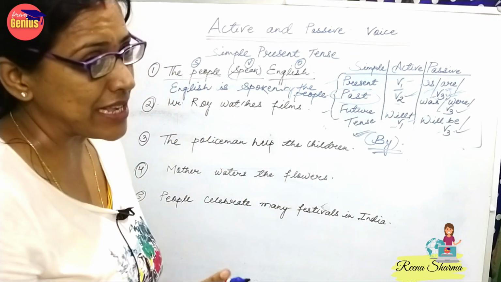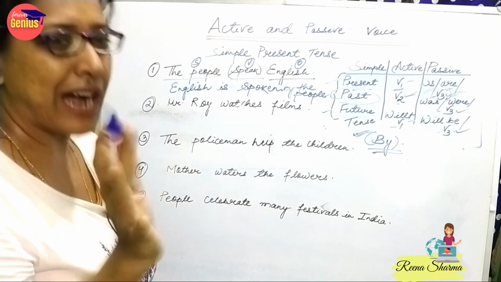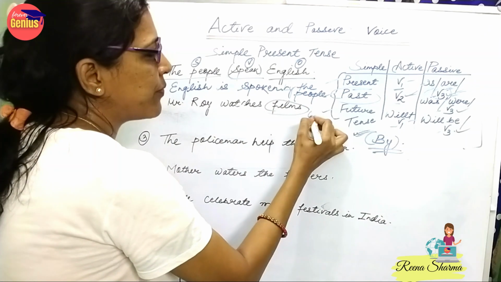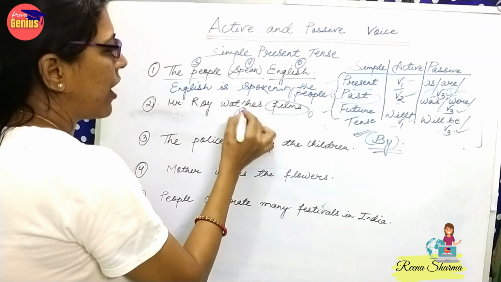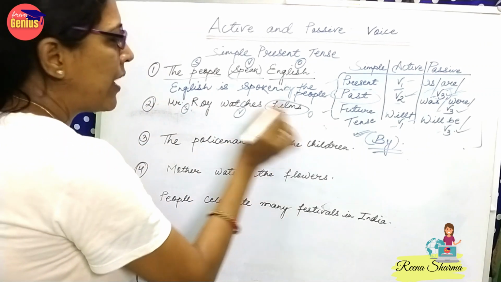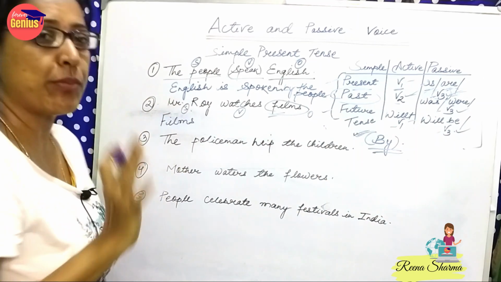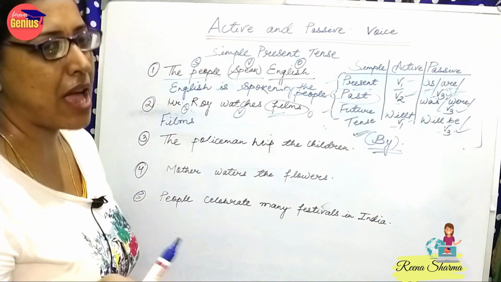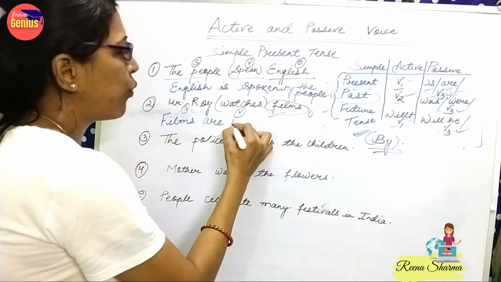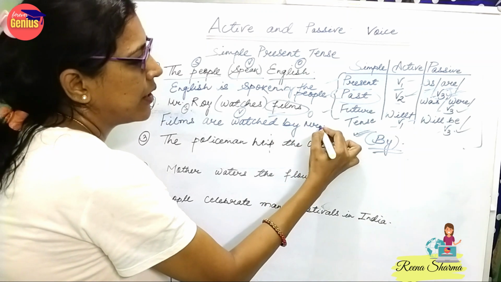Now let's look at the second sentence. Pause the video. Before I do, try to do it. Mr. Roy watches films. This is the subject, this is the verb, and this is the object. So films, what will we use, is or are? Is it singular or plural? Of course, ma'am, it is plural. The films are watched by Mr. Roy.